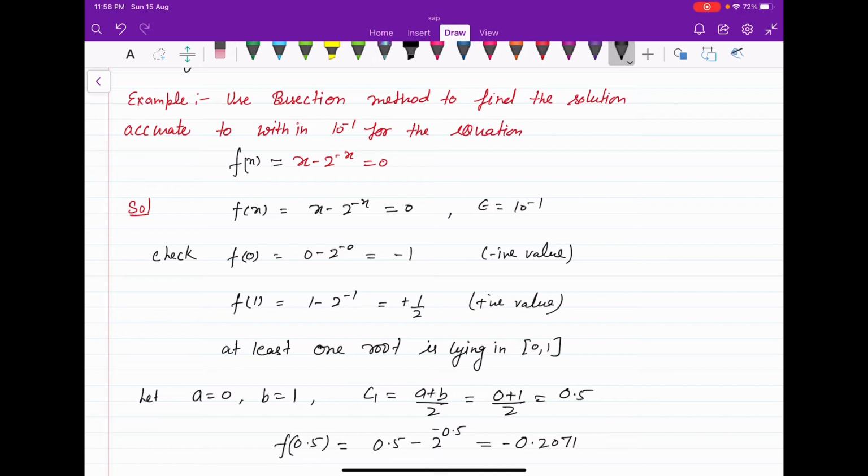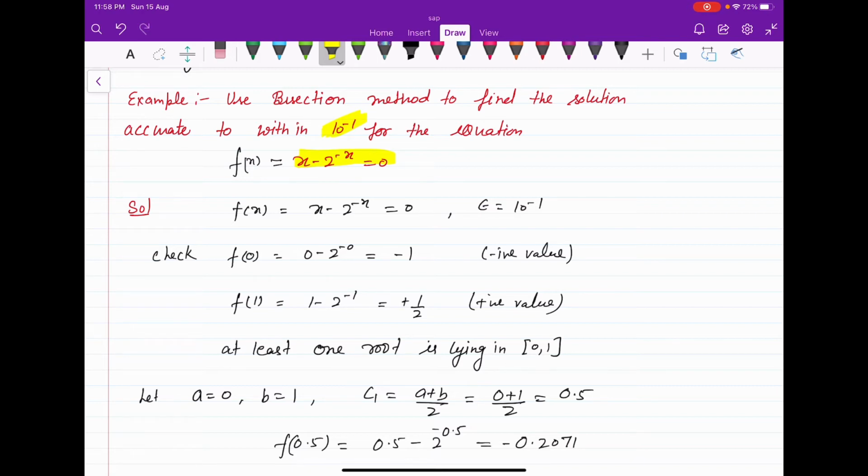The root is required within 10 raised to power minus 1. That means the tolerance given here is 10 raised to power minus 1. And the function is x minus 2 raised to power minus x. So f(x) = x minus 2 raised to minus x equals 0, epsilon equal to 10 raised to power minus 1. Let us start to check the function value at some point.